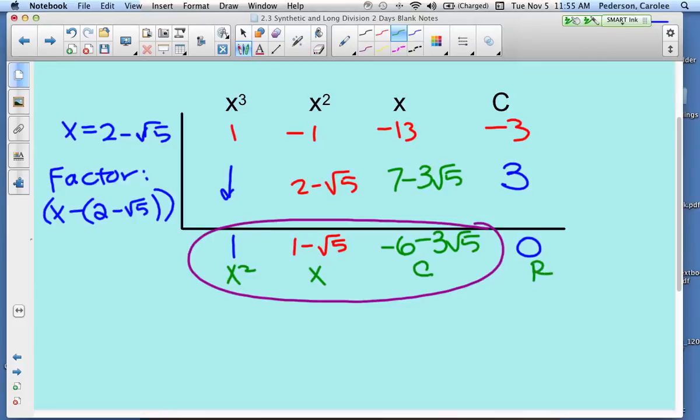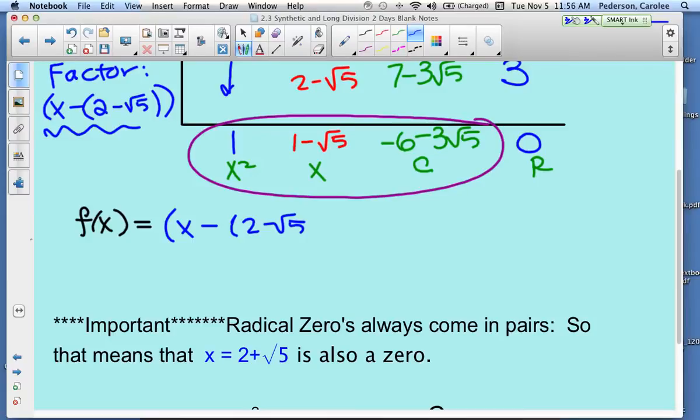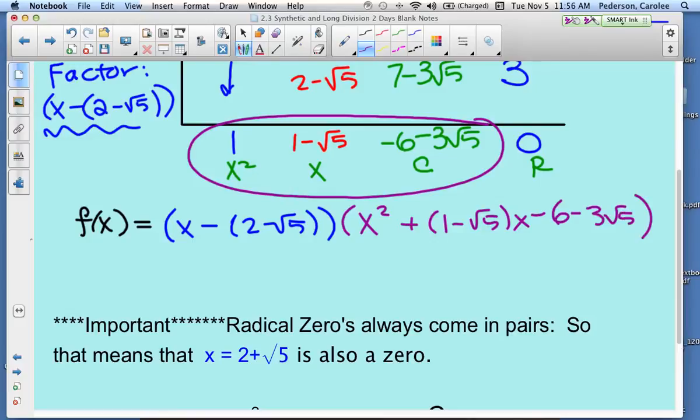And then my remainder. So if I wanted to rewrite this in factored form as a new function, it would be f of x equals what you factored out, this blue piece, x minus 2 minus the square root of 5. And then what I'm left with is this purple piece that I circled, 1x squared minus, and then minus 6 minus 3 square roots of 5. Now we're going to work with this purple piece and continue factoring.